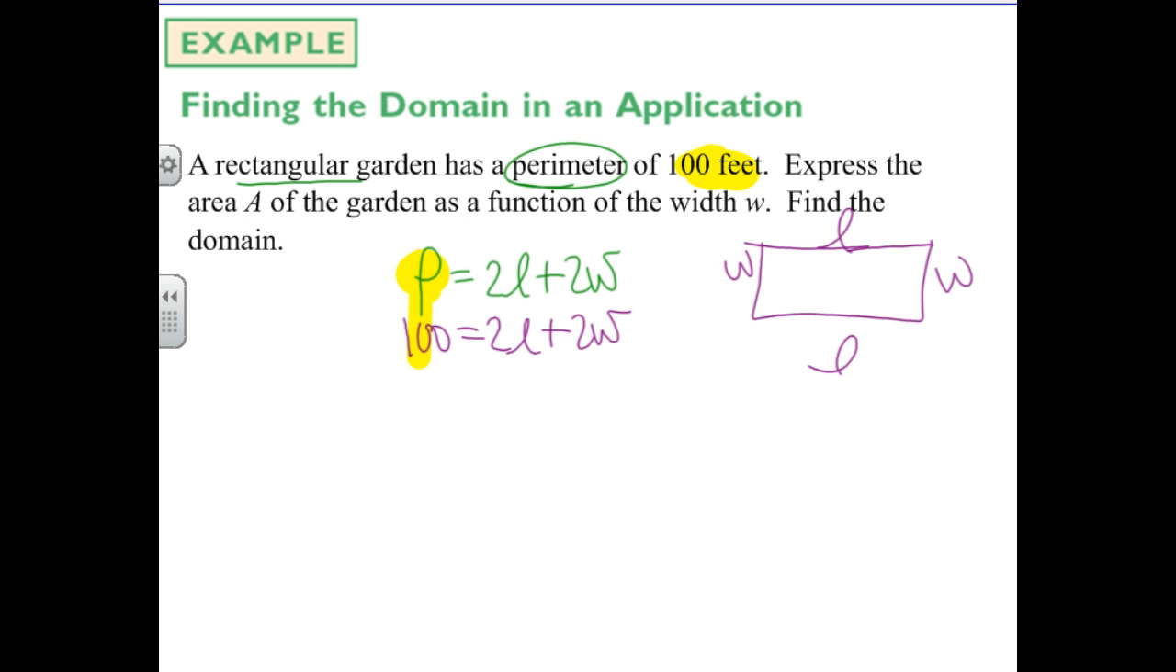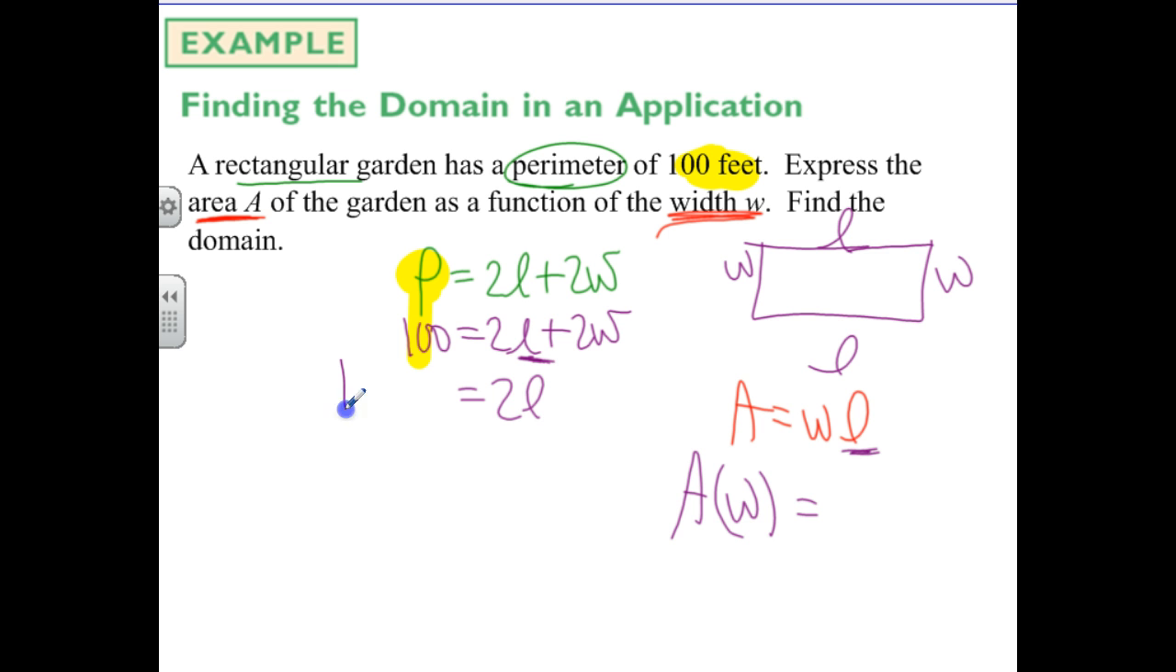It also tells me that the area formula, which we know is length times width, can be expressed in terms of width. So I want to get rid of my L here. I want to solve for the area in terms of W. So to solve for L, twice the L is 100 minus 2W. I'll divide everything through by 2 to get 50 minus W is equal to L.